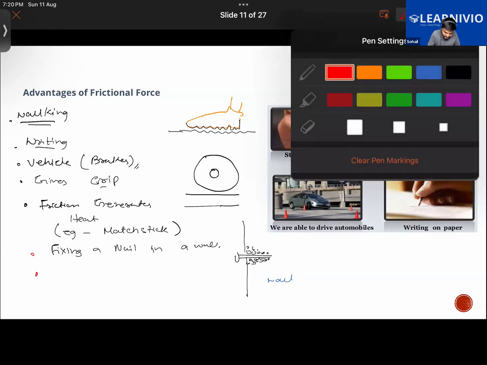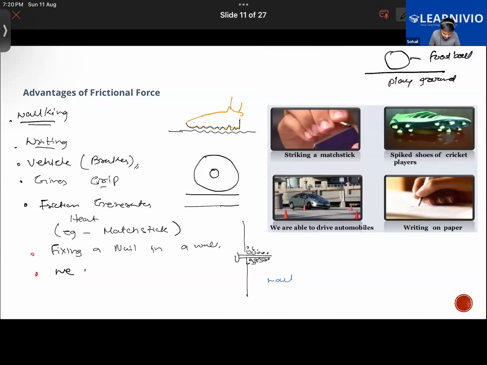Why? Because frictional force acts between the different parts of the building. So we won't be able to construct buildings without frictional force.